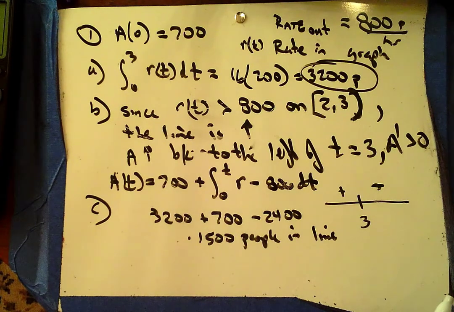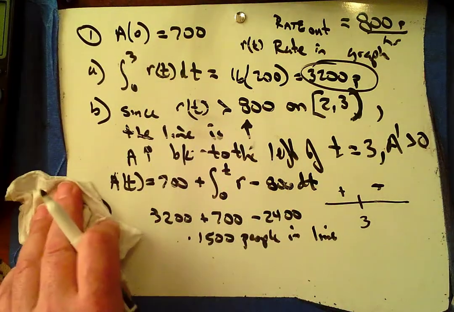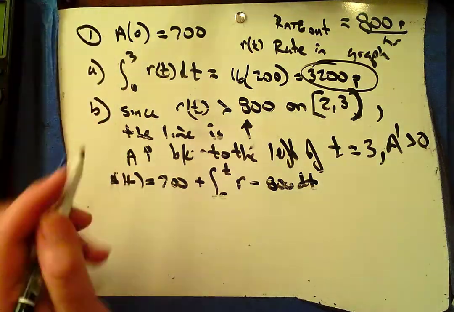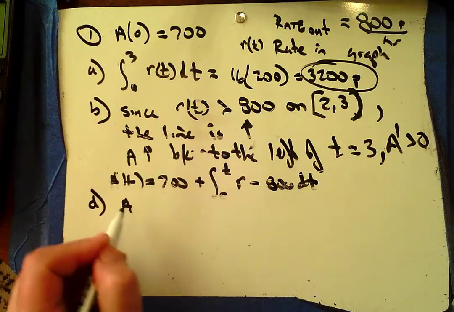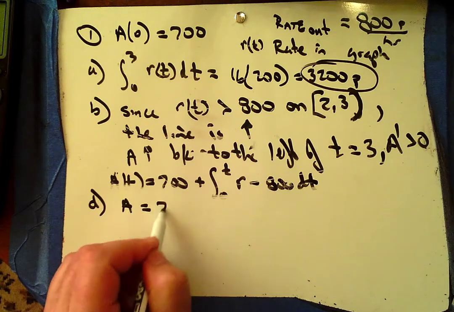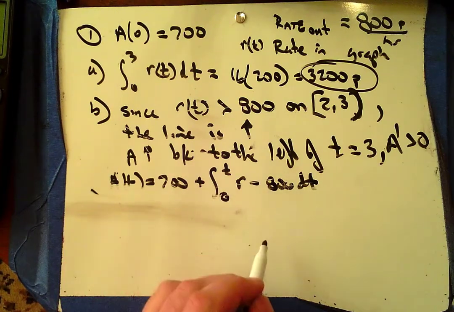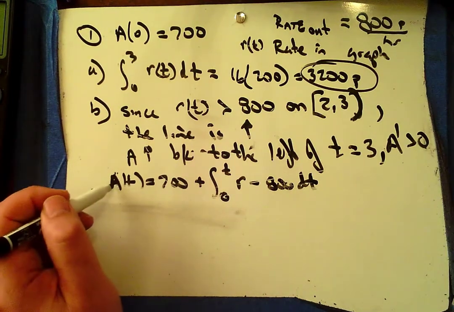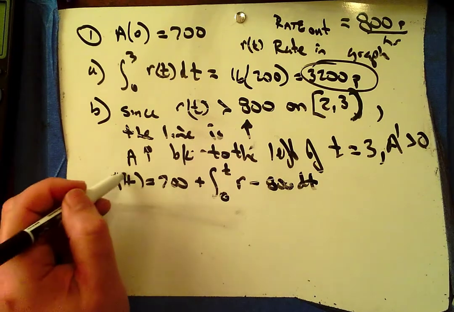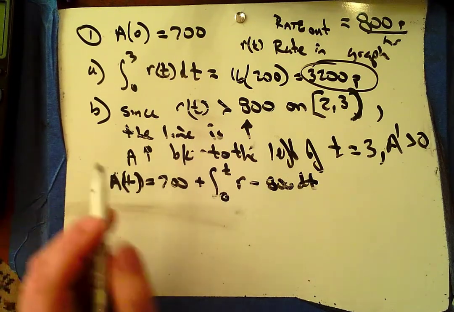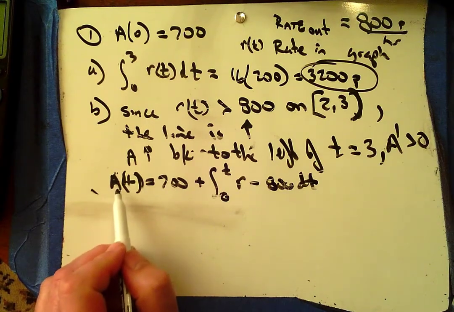And part D: write, but do not solve, an equation involving an integral expression of R whose solution gives the earliest time when there's no longer a line for the ride. Well, this is yet another reason why I like writing the A function. Remember, we said A was 700 plus this integral. So we could have used this in part B, we could have used this in part C, and now we really need to use this in part D, because this is the number of people in line, and they ask, what's the earliest time when there's no one in line?